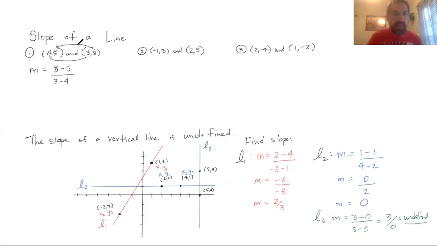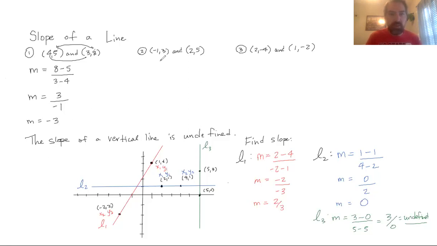All right, so 8 minus 5 divided by 3 minus 4. That gives us 3 divided by -1, and we can simplify that just to be -3. All right, the slope is -3. This is one of those cases where with the negative slope, we'll have a decreasing line. If you were to graph that out, it would be decreasing as you go from left to right.